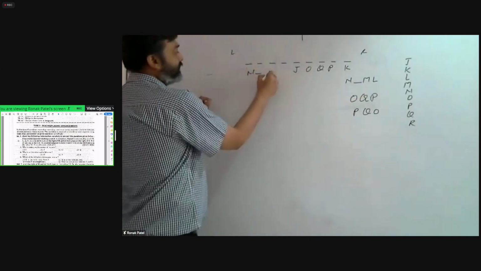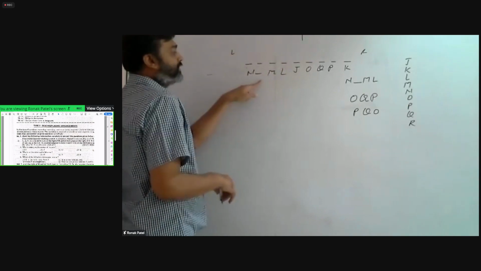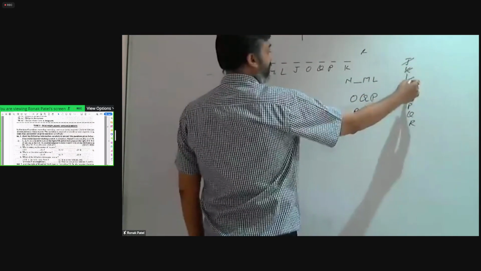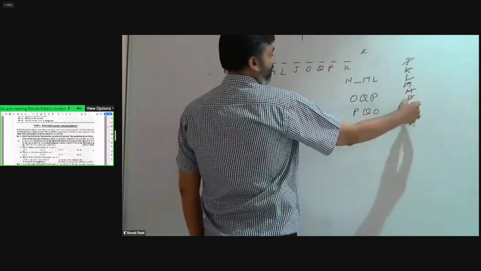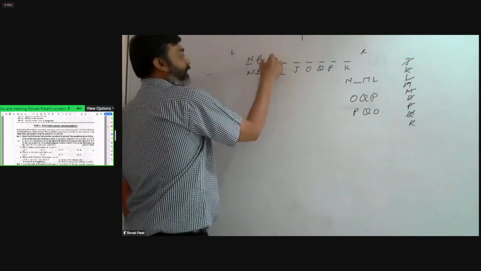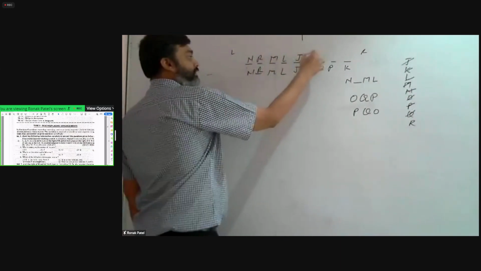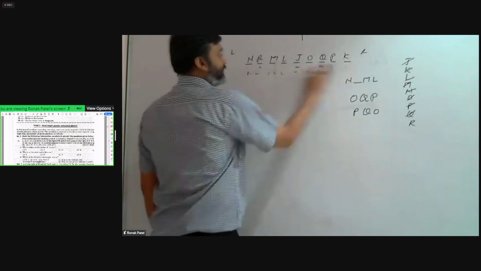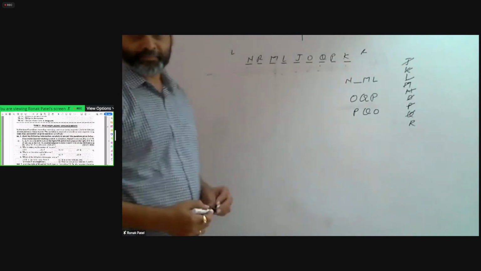So N dash M and N. The missing person is which one? J came, K came, L came, M came, N came, O, P, Q came, and R is missing. So R is here. The final arrangement is N, R, M, L, J, O, Q, P, K. This is your final. Now you can answer the questions.